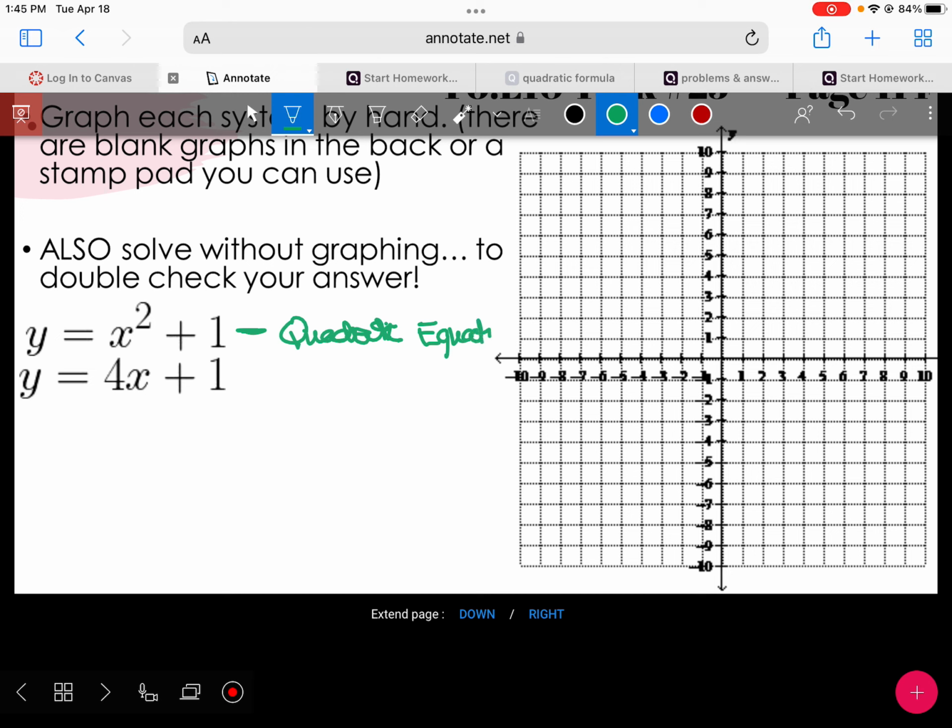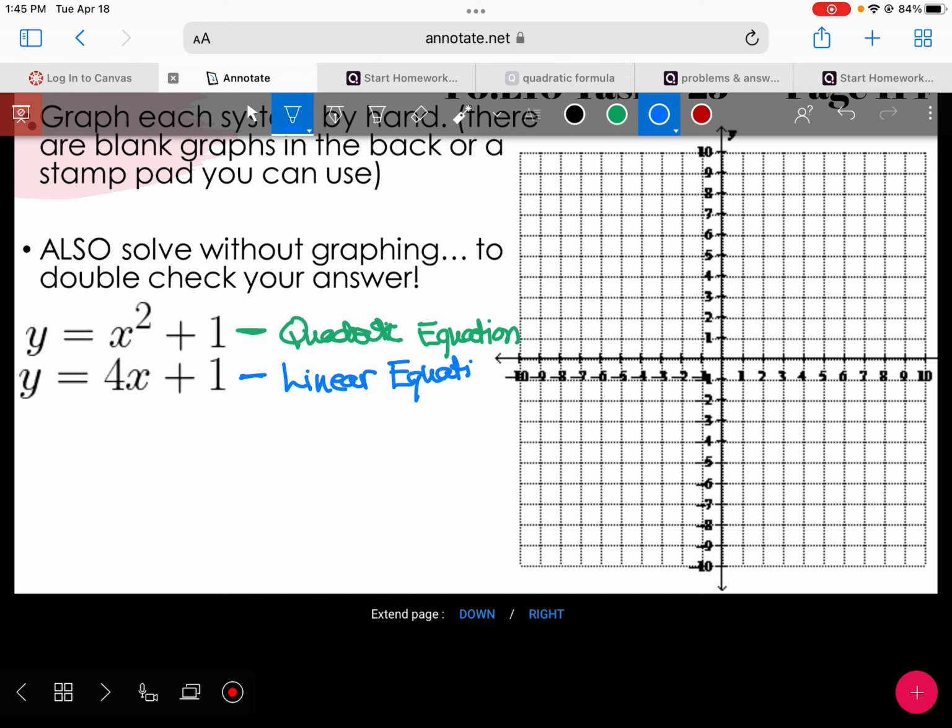Quadratic equation, yes. What about the second one? Is that a quadratic too? What kind of equation is this one? Y equals 4x plus 1. Is it quadratic? No. Think about the graph. What would the graph make? It's linear. A linear equation, meaning the exponent is to the first power.